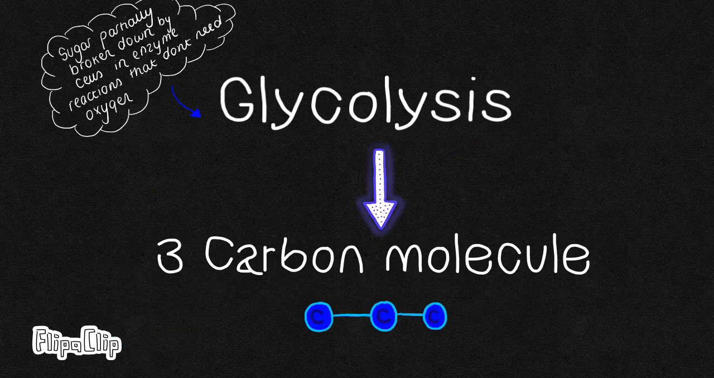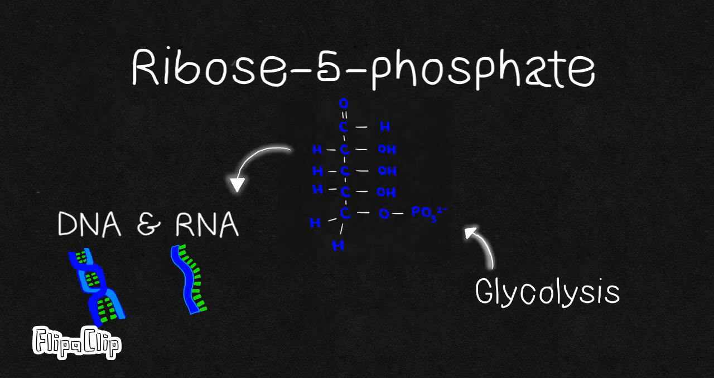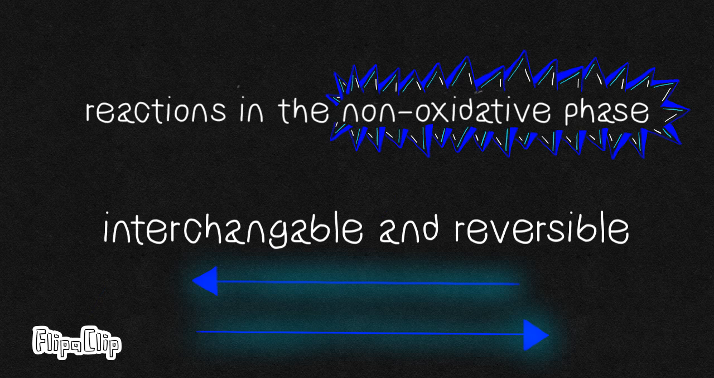Glycolysis is an option for a 3-carbon molecule. Ribose 5-phosphate, which is also needed to produce DNA and RNA, can also be transported over from glycolysis. For the demands of the cell, all reactions in this phase are interchangeable and reversible.